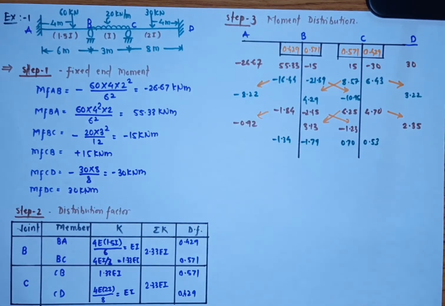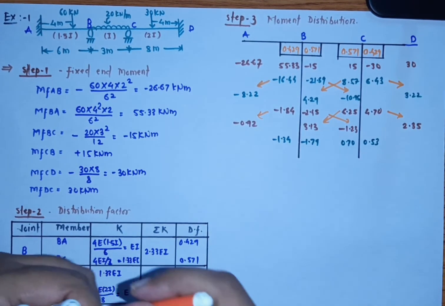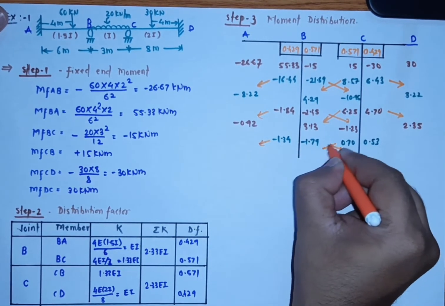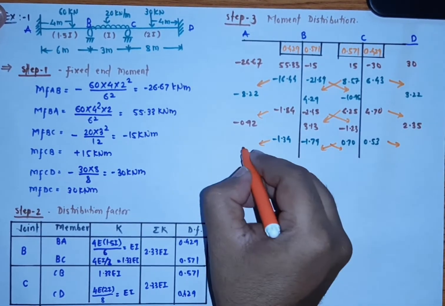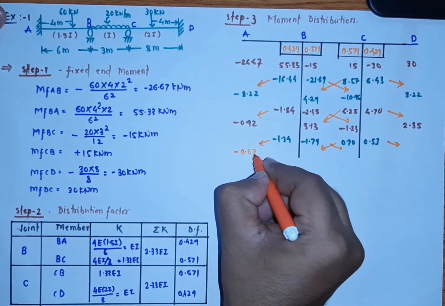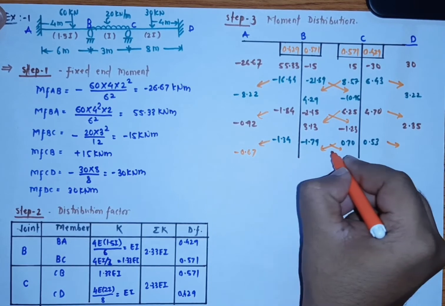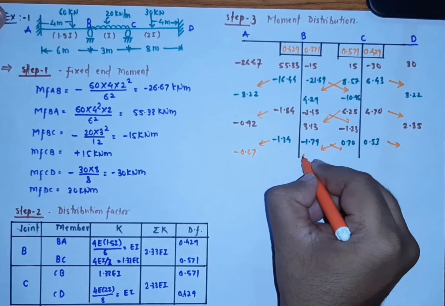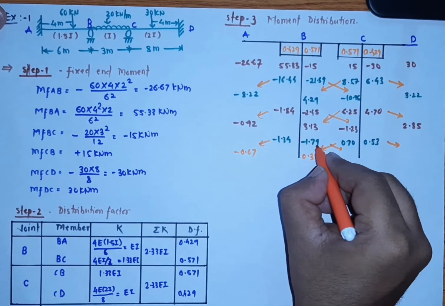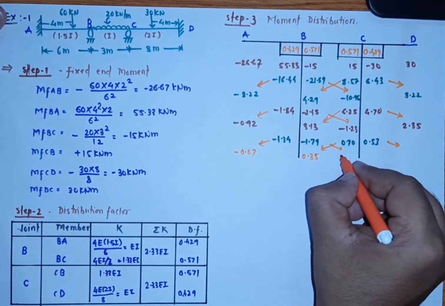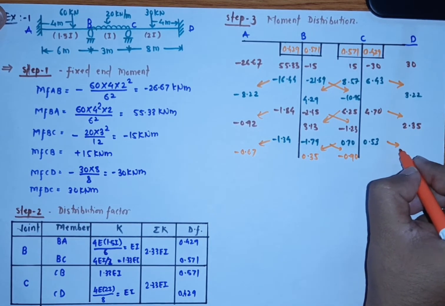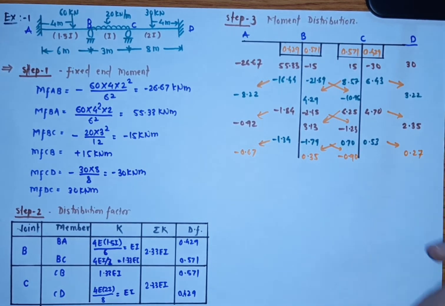Now next, the same, we have to repeat the process. That means we have to transfer half of the moments to each fixed end. When we transfer it, we'll get the exact answer. That is nothing but now half will be minus 0.67. Now 0.70 divided by 2, 0.35. Then 1.79 divided by 2, it will be minus 0.90, and 0.53 half will be transferred, 0.27.